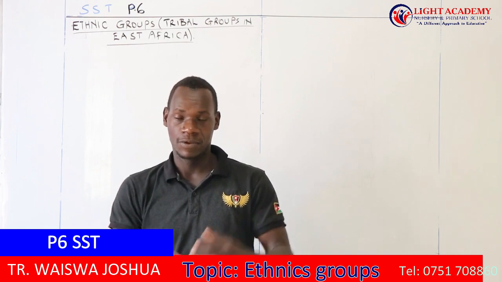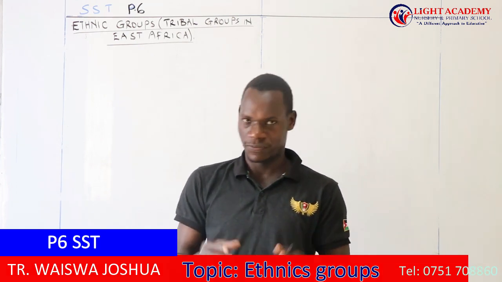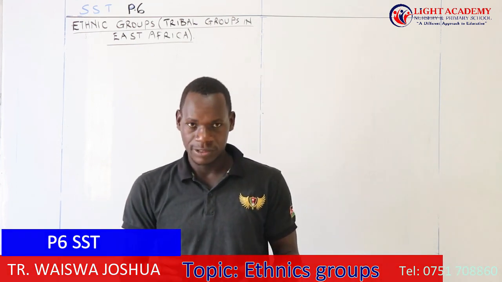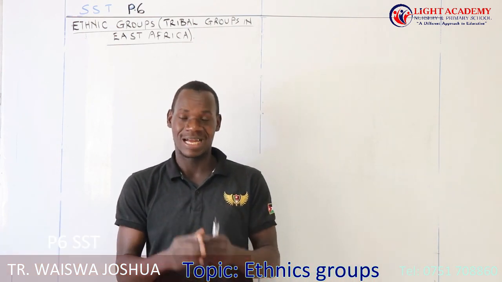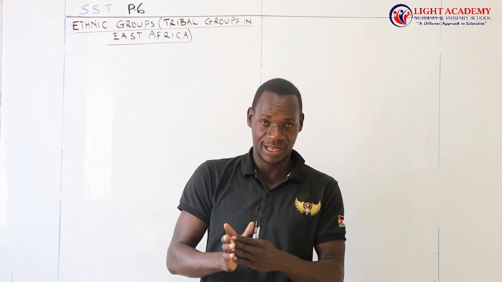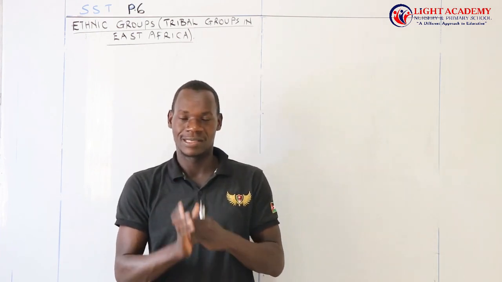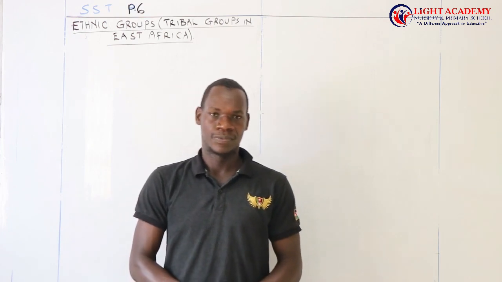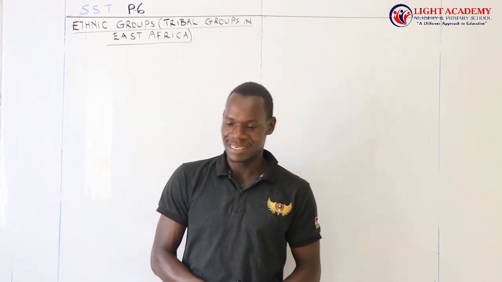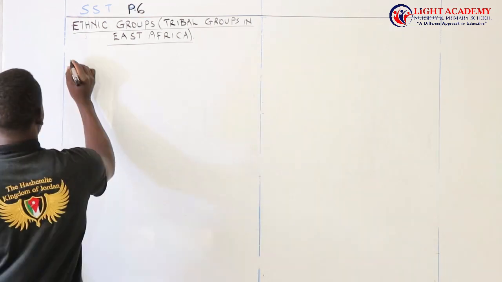In primary 5, we looked at the ethnic groups of Uganda. Also in primary 6, it's the same topic. We also look at that under the people of East Africa, and we are going to look at the subtopic, which is the ethnic group. Let's start by defining an ethnic group.